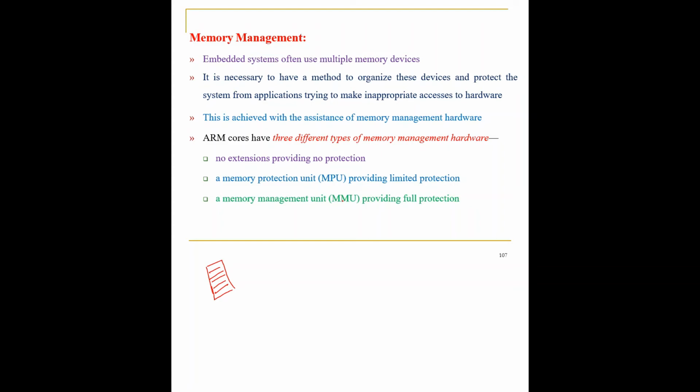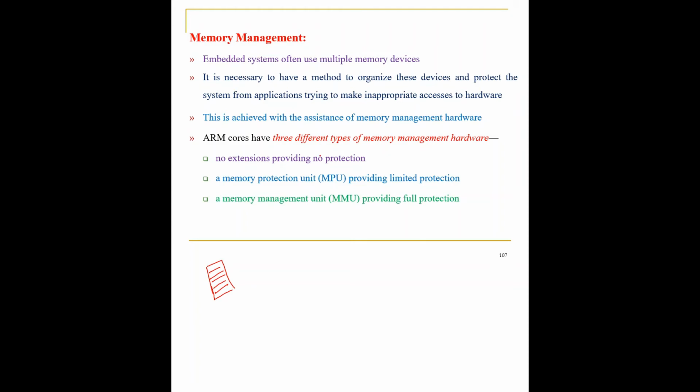data. If the data is very confidential, then you can go for the memory management unit, providing full protection. If the data is not that important, or if it is kind of essential, then you can go for the memory protection unit. If the data is not at all important, and if you want any devices to access things, then you can go for the no extensions, providing no protection.